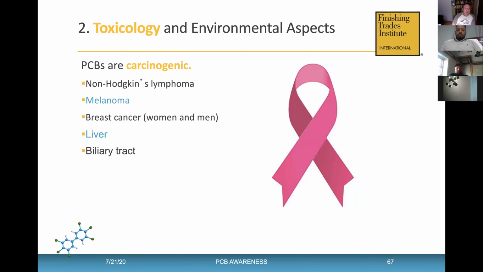Just a couple examples of some of the cancers: non-Hodgkin lymphoma, melanoma, breast cancer in both men and women. And in fact, I did find a breast cancer study in male painters that was done in the EU. So there was an issue there. There was a cluster of painters that developed breast cancer who were working with what they believe was PCBs. Liver cancer, and the biliary tract, so the stuff that sort of processes your waste in your colon to help get that moving out.